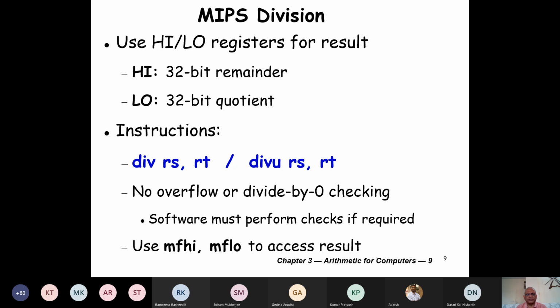And once we perform the division, the remainder and the quotient will be in the high and low registers. And then we use the move from high and move from low, MFHI and MFLO instructions to access the results, the remainder and the quotient.